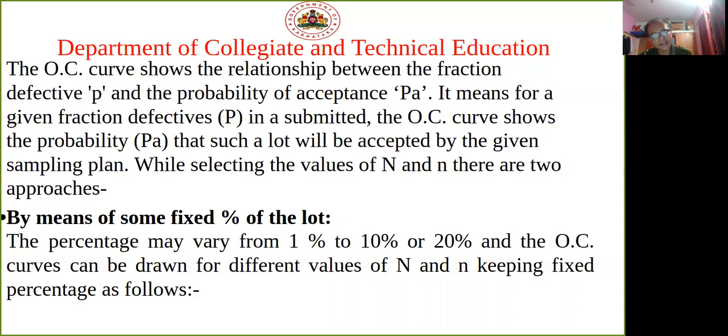But the percentage at which we select the sample size should not be more than 20%. I can say that 1 to 10% can be used, or a maximum of 20% of the lot can be selected for inspection to draw the OC curve. Then the OC curve will be drawn for different values of n, keeping the fixed percentage. You can understand these things by means of the curve.